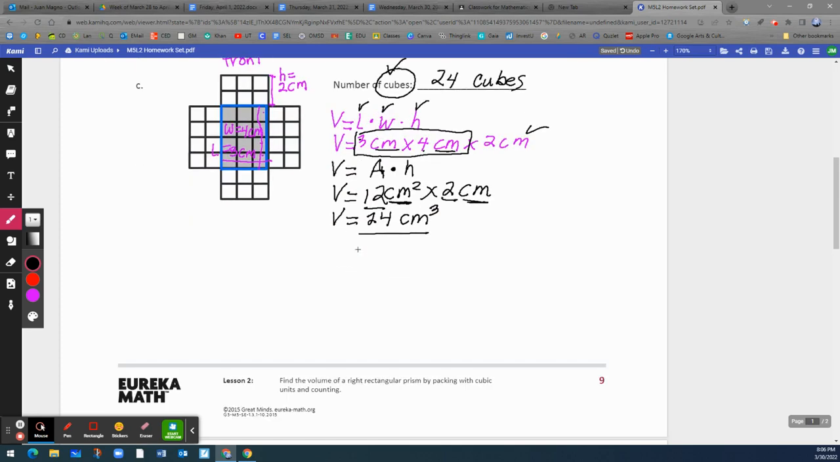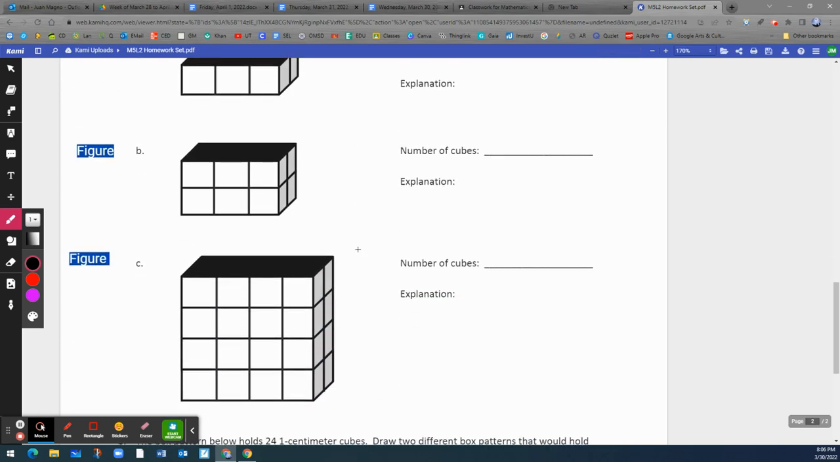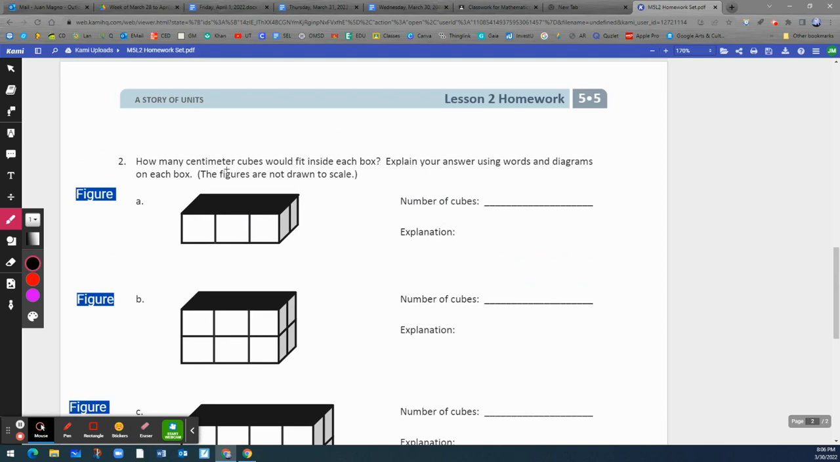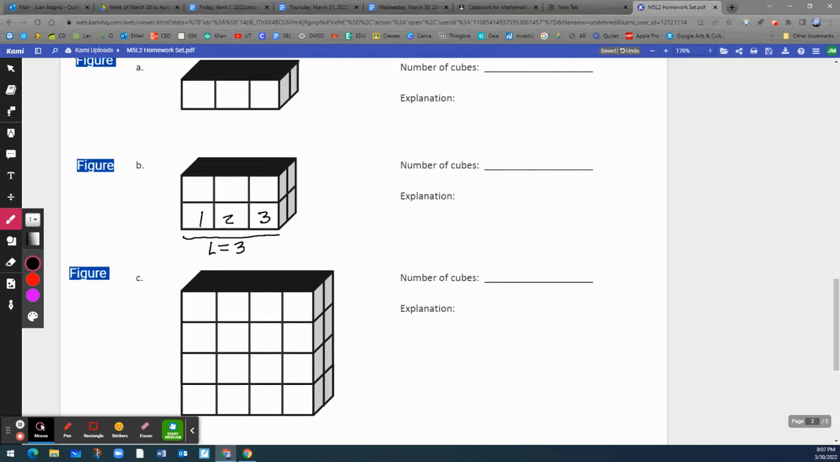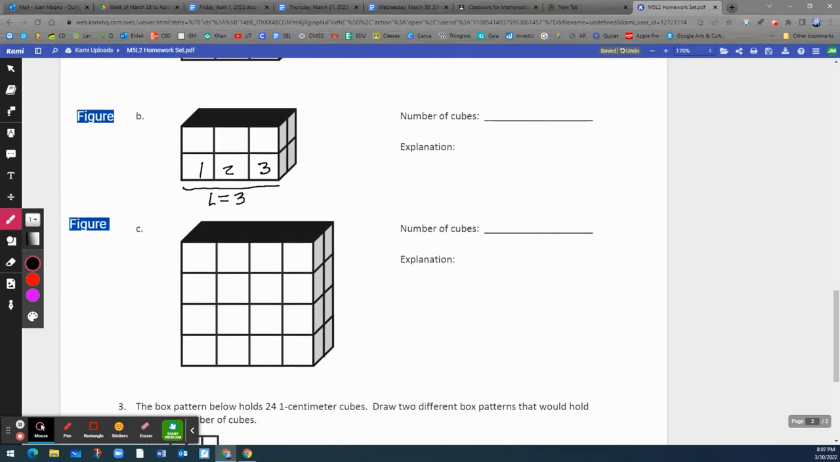Okay, all right, let's look at one more figure here. So let's look at figure B. Let's read the instructions. How many centimeter cubes would fit inside each box? The length equals 1, 2, 3. Let me check to see if these are centimeters. Yeah, centimeters. So this is 3 centimeters, that is the length. The width equals 2 centimeters, and the height equals 2 centimeters.